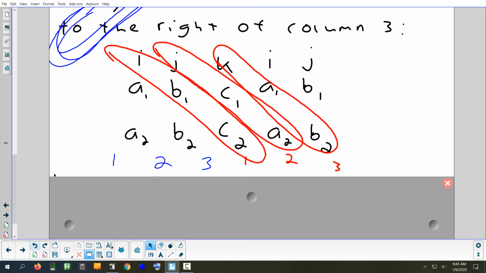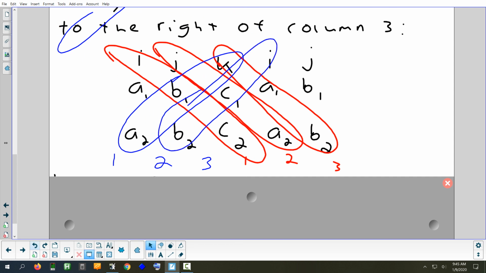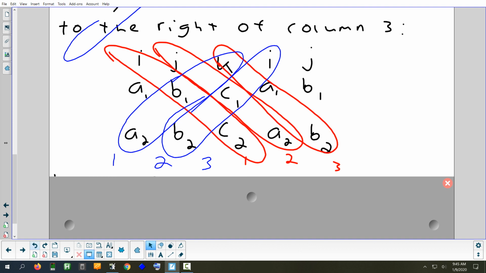Now I'm going to look at the 3 diagonals that go down and to the left. I'm going to call this one blue 1. Those 3. Call this one blue 2. Get those 3. And I'm going to call this one, it doesn't circle up, but that's blue 3. Those are all the diagonals that go down and to the left.